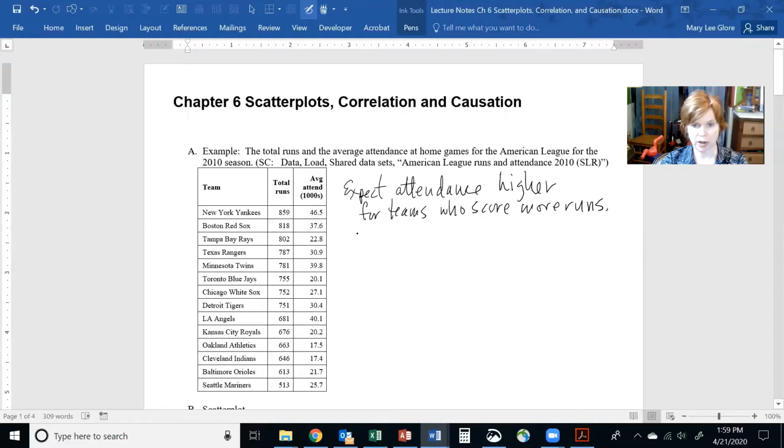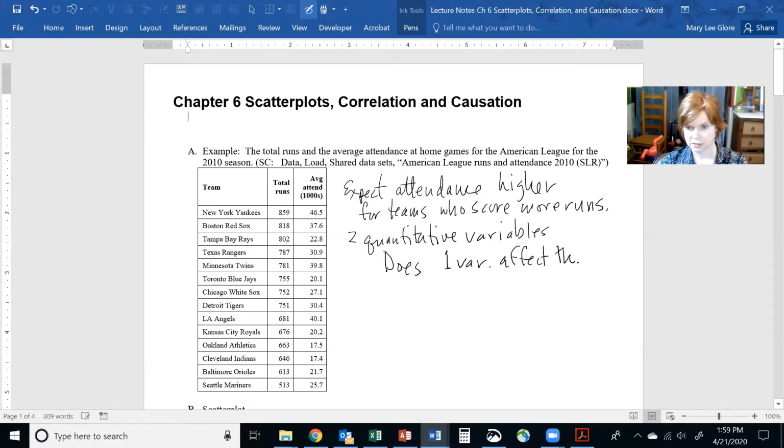Now what we have here, I have two quantitative variables. And I want to know, does one variable affect the other variable?